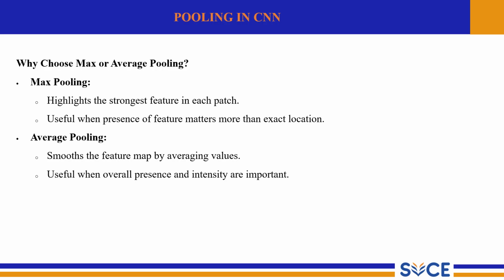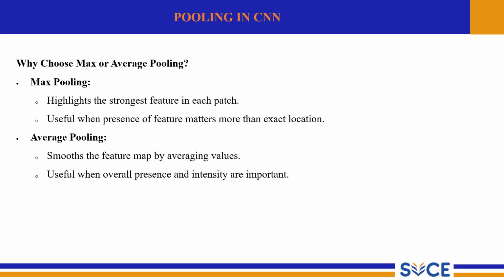And the second one is average pooling, which calculates the average value in each patch instead of taking the maximum value. It smooths the feature map, giving a sense of the overall intensity or presence of features in that region. It is useful when the network needs to understand general patterns rather than just the strongest activation. For example, in texture recognition or heat-map-like inputs, average pooling keeps the general trend of features rather than only the peak values.